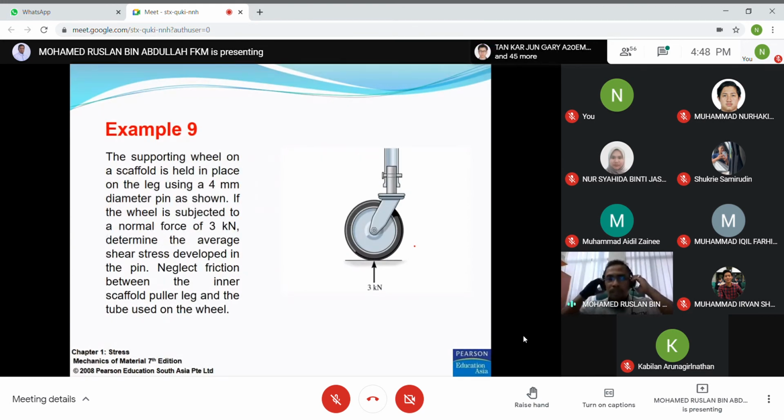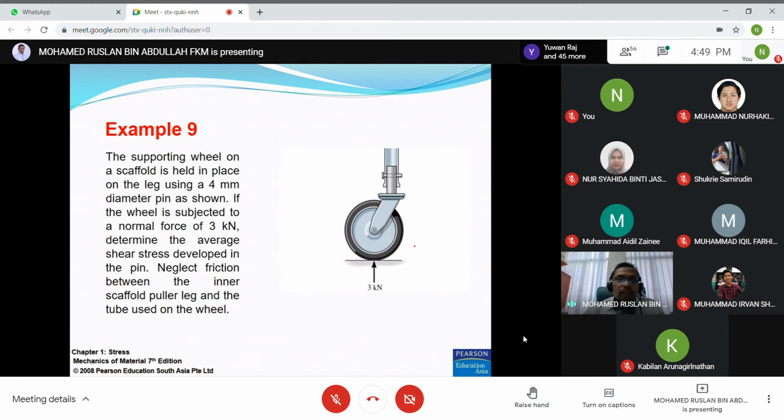Okay, for example, as before, the example is not straightforward. You have to understand what happened. You can imagine, you can visualize the system, what happened to the system when you apply the load.